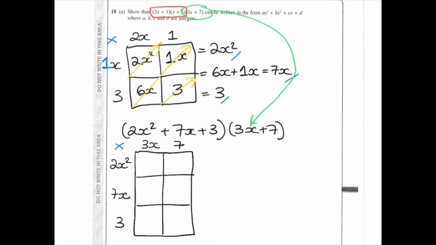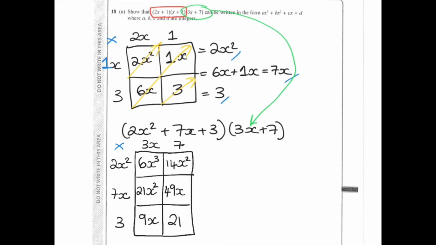So in the first box, I've got 2 times 3, which is giving me 6. X squared times x, x cubed. Moving across, 2 times 7, which is 14. And I've got this x squared on its own. Next one, 3 times 7, 21. X times x, x squared. Moving across, 7 times 7, 49. And then you've got the x on its own, so x here. Going down, 3 times 3 is 9, and you've got an x there. In the last box, you've got 3 times 7 again, giving us 21.